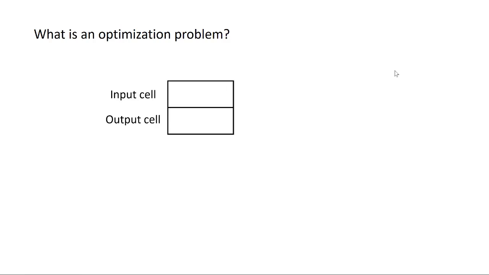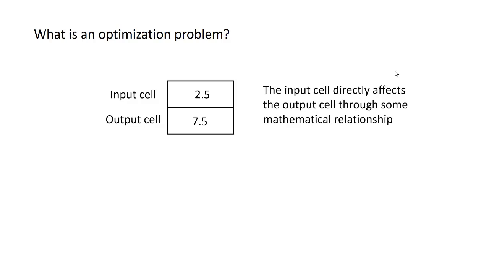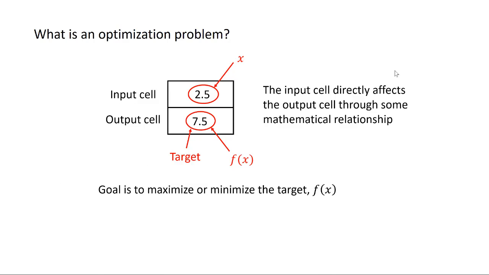Similar to a targeting problem, an optimization problem has an input cell and an output cell. For example, we might have an input of 2.5 and somehow through a mathematical relationship, the output cell depends directly on the input cell. So the output cell is some function of the input cell. We might have x and f of x. Now the target is the output cell, and that's what we're trying to optimize. We're either trying to minimize or maximize that. So the goal is to maximize or minimize the target, which is f of x.